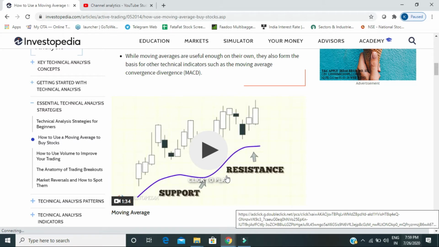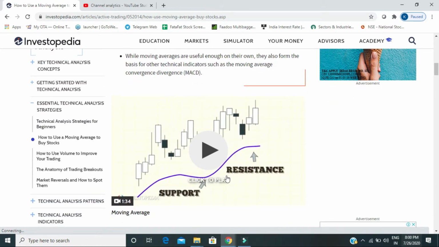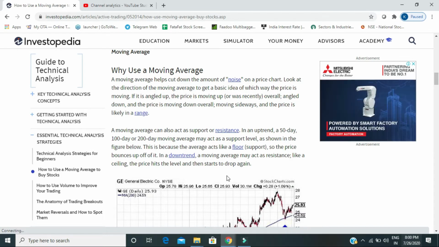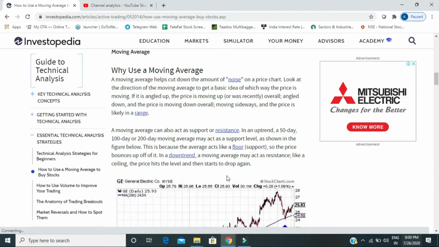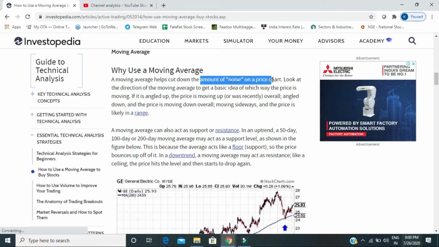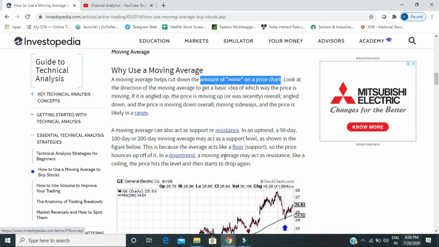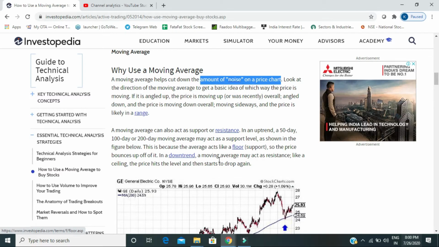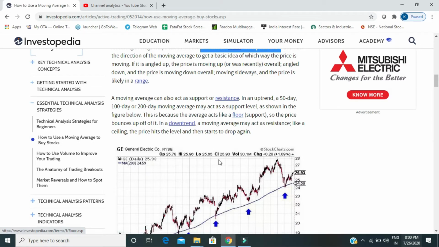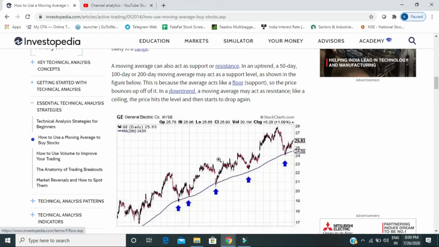So if you see below, moving averages are useful enough on their own. They also form the basic technical indicators such as the moving average convergence divergence. Why we are using the moving average is that we will be knowing the average movement of the price and also cut the amount of noise on a price chart. We are able to predict the direction of the moving average by seeing the charts, whether it is sideways or upward trend or downward trend.